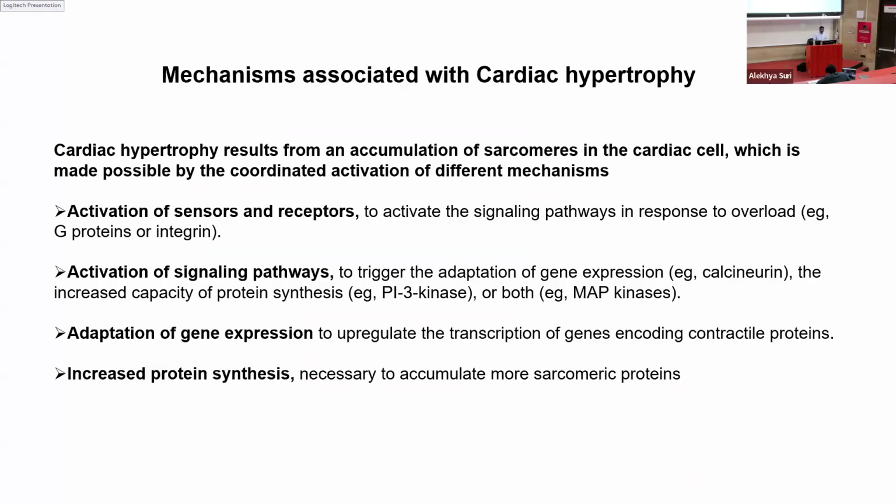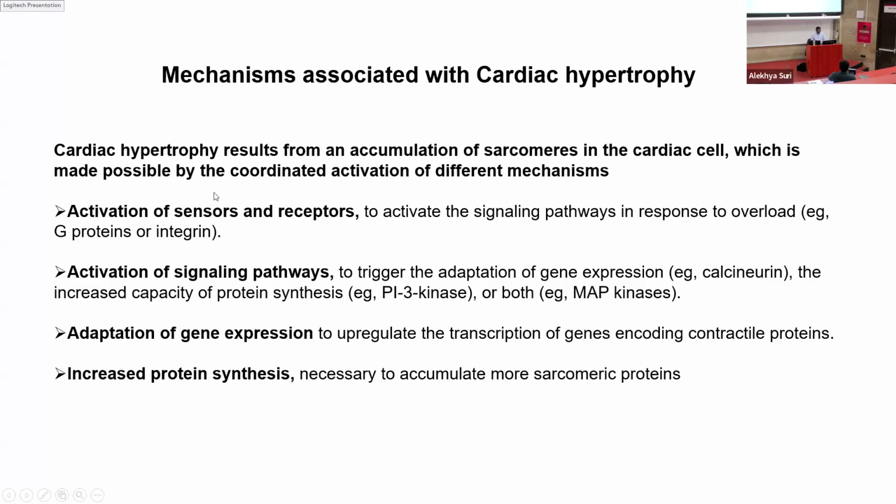So what happens to the hypertrophic heart? The main goal of the hypertrophy is to accumulate sarcomeric proteins, which are the contractile proteins, actin and myosin. This is stimulated by several mechanisms. The first one is, once the extracellular stimulus is recognized by the cardiac muscle, if it is a pathological one, it's going to activate the sensors and receptors that will activate the signaling pathways.